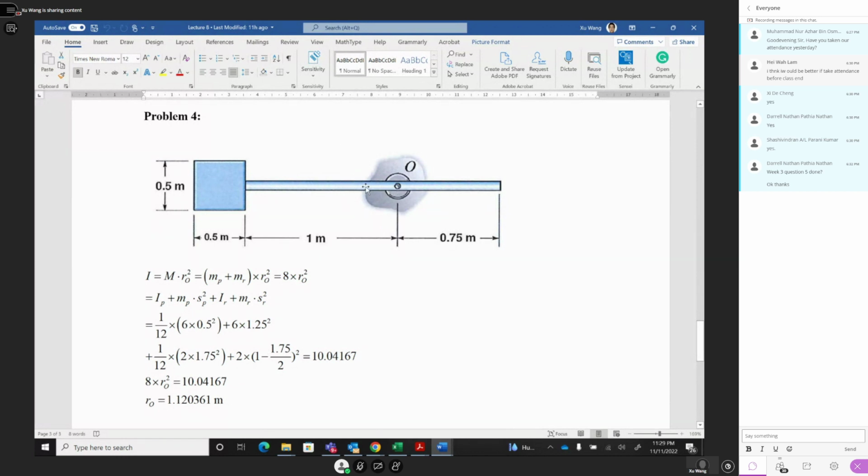Central gravity to this rotation distance, and this distance equals half of length, which total length is 1.75. Half of length, this is half of length. 1 minus this half length, this distance. That's why you get this one. And then you calculate together equal to this one. And this divided by 8, square root, equals 1.12. That's how you solve this problem.